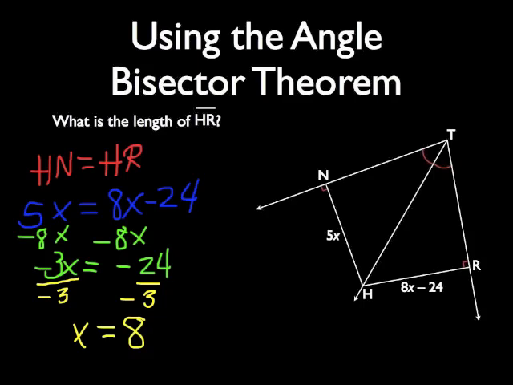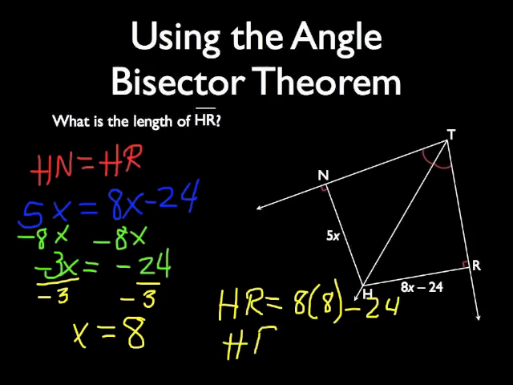But wait, we're not done, because we were asked to find the length of segment HR. So now what we're going to do is take that 8 and plug it into our expression for HR. So we have 8 times x, which was also 8, minus 24. 8 times 8 is 64. 64 minus 24 is 40. So there's a quick application of the angle bisector theorem. And now it's your turn to try a couple of questions.